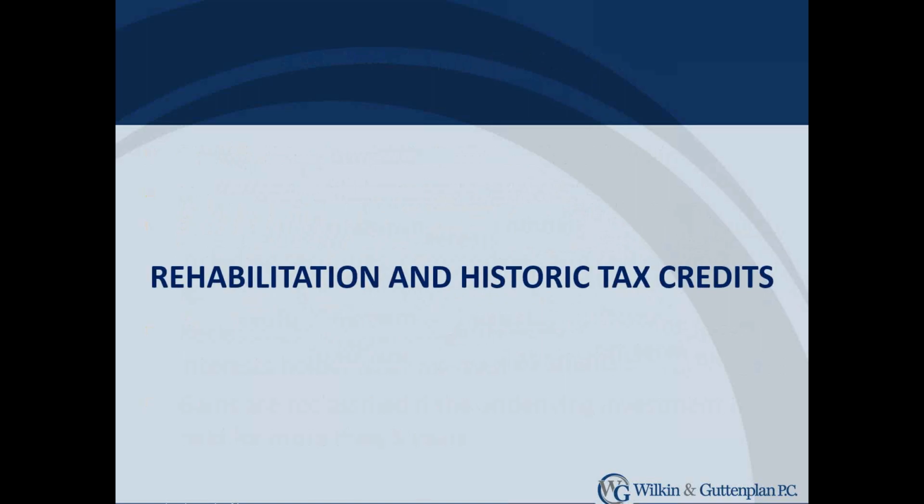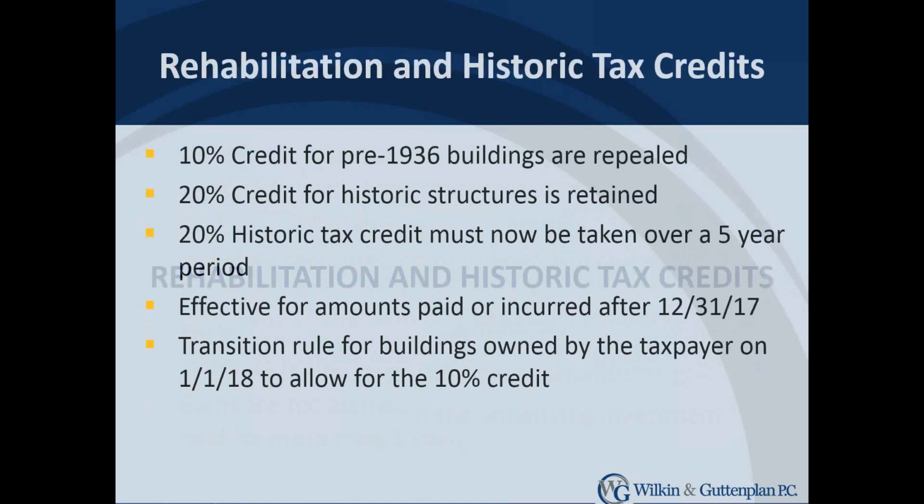Rehabilitation and historic tax credits. This one, there was a lot of uncertainty as to what was going to happen here based on whether we were going with the House Act or the Senate version of the bill. And the compromise they came to is that the 10% credit going forward has been repealed for certified rehabilitation buildings that were placed in service before 1936. That 10% credit no longer applies. What is still available is the 20% credit for historic structures. That remains in place for any buildings that are certified by the National Park Service.